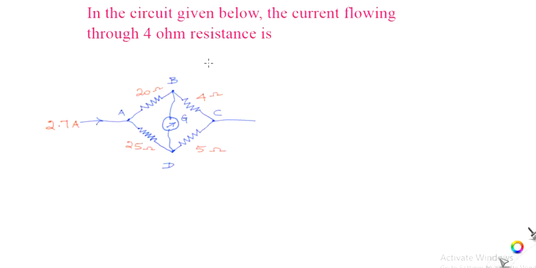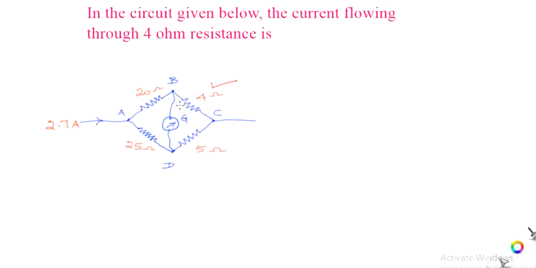Good morning. Today we are going to see one more objective question. Now I am reading the question. In the circuit given below, the current flowing through 4 ohm resistance is. The circuit is given. Now we have to find out the current flowing through this 4 ohm resistance.